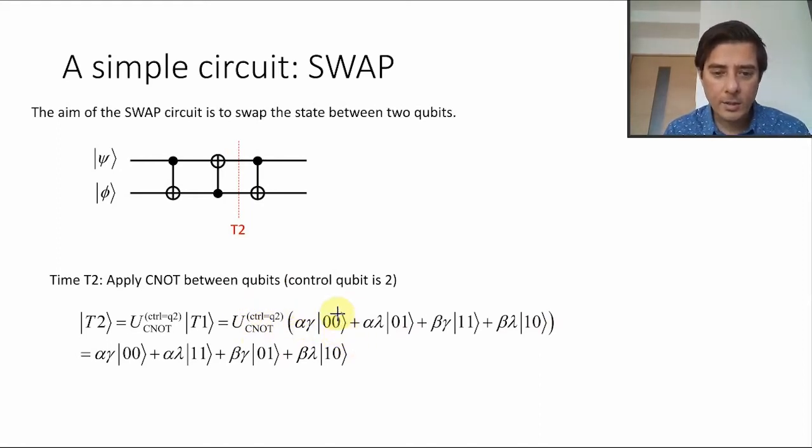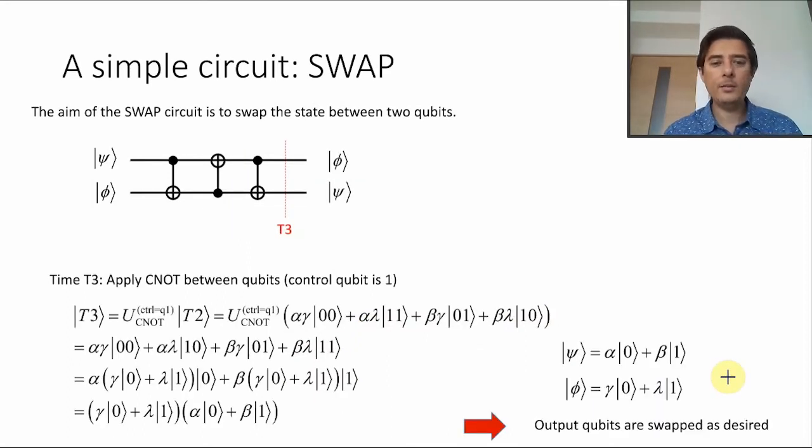Here's our state from the previous slide, and we're going to apply our controlled knot with the control qubit on the second qubit. Second qubit is 0, so we do nothing on the first qubit. Second qubit is 1, so we've got to flip the first qubit. That's why this one turned into 1, 1. This 0, 0 remains the same. Second qubit is 1, so we flip our first qubit, so it becomes 0, 1 from 1, 1. Second qubit is 0, we do nothing on the first qubit.